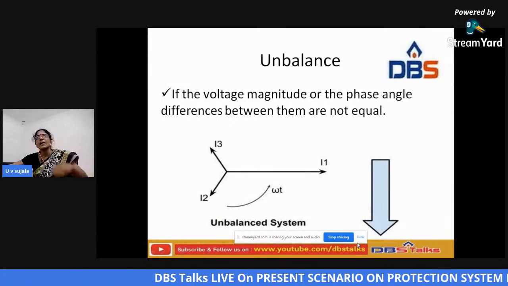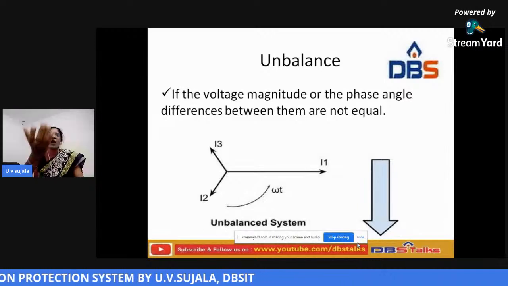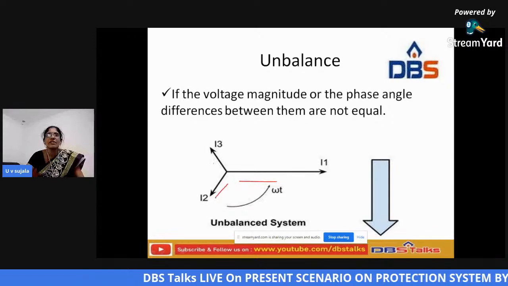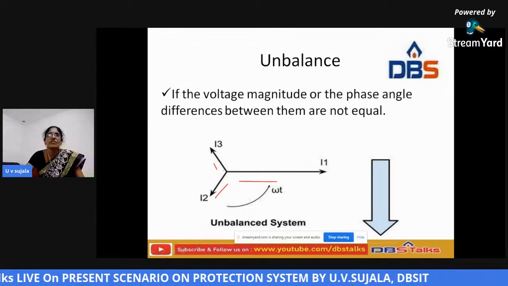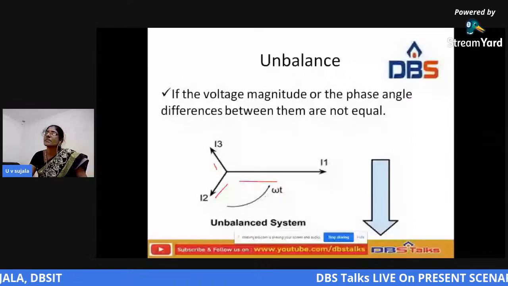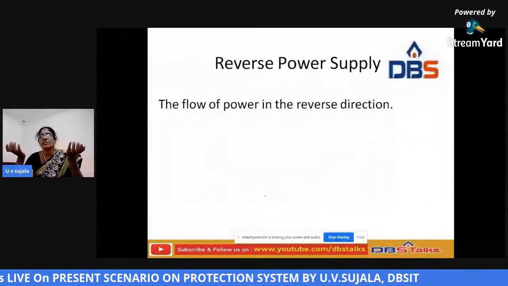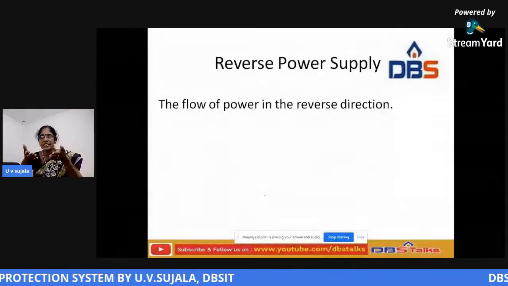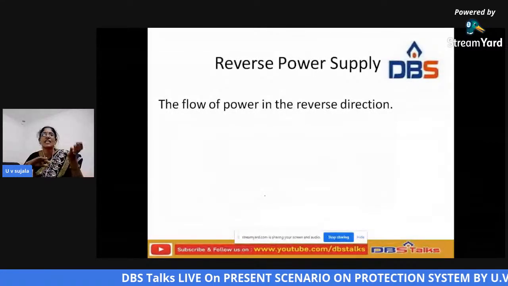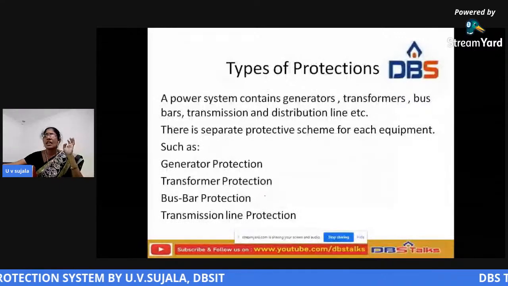Next one is the unbalanced system. Unbalanced system means the voltage magnitudes and phase differences are unequal. This is one phase and this is another phase. What about the magnitude? The three phases are in unequal proportions. This is called the unbalanced system. And then reverse power supply, or the flow of power in the reverse direction. I already said that when a motor is taken, and the back EMF is more than the supply voltage, the current flows back, and that is called reverse direction.